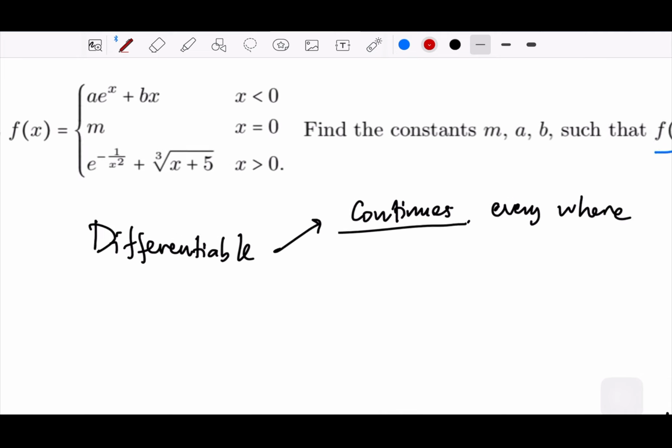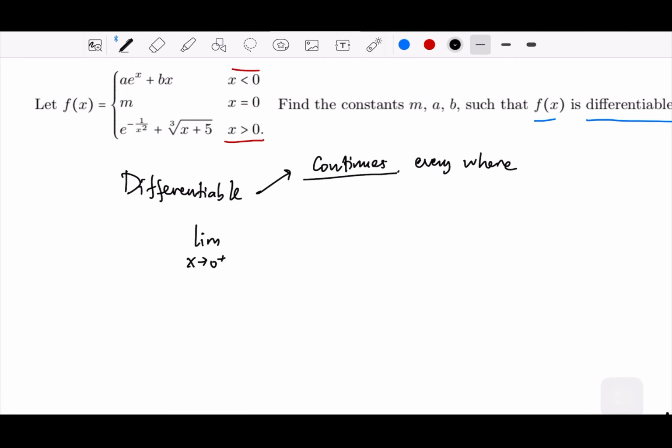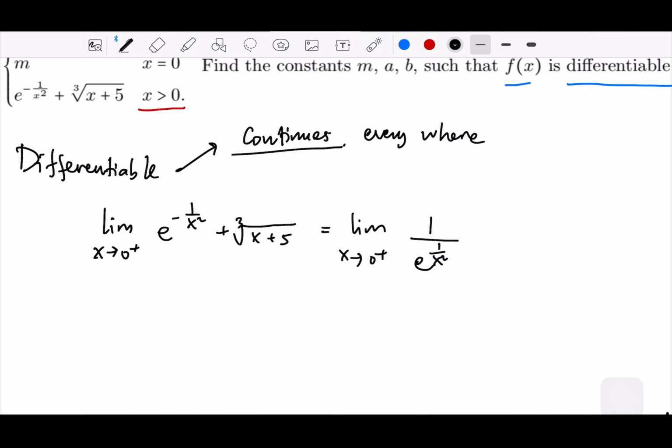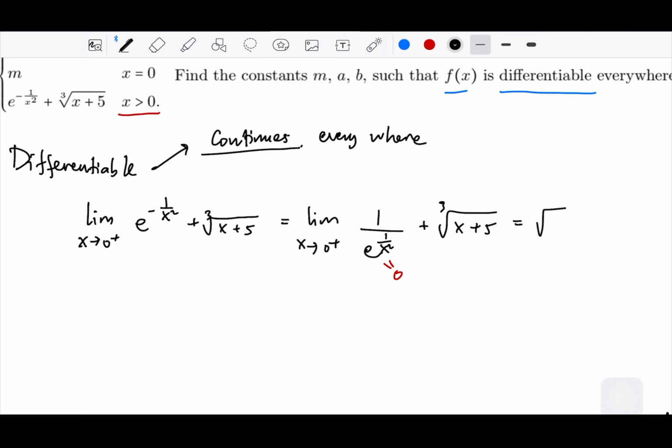So when we deal with x positive and x negative, we can take that limit as x approaches 0, and we put in the third statement, and we just plug in 0. Let me write slowly. The bottom part here is 0, so it will be infinity. So 1 over infinity is 0, right? So this part is going to be 0, and this part is going to be the cubic root of 5, okay?